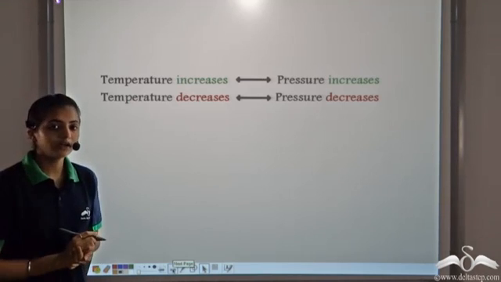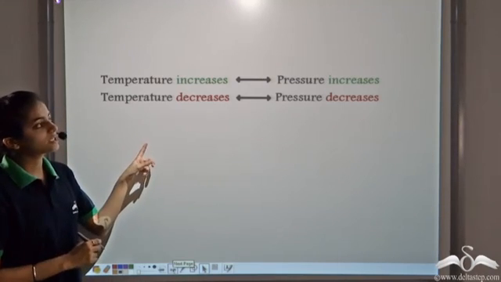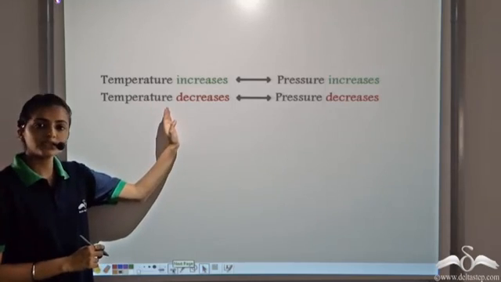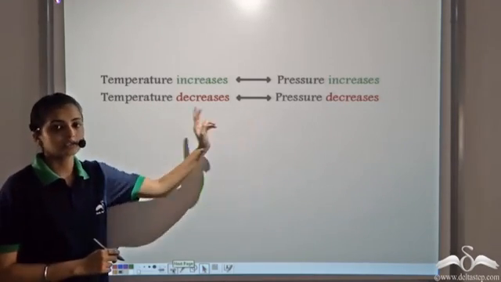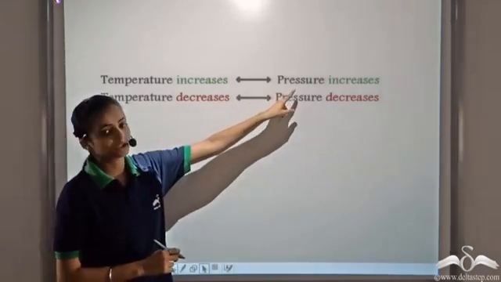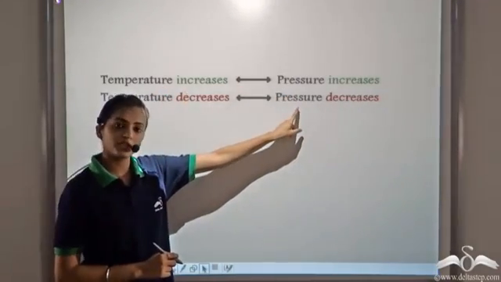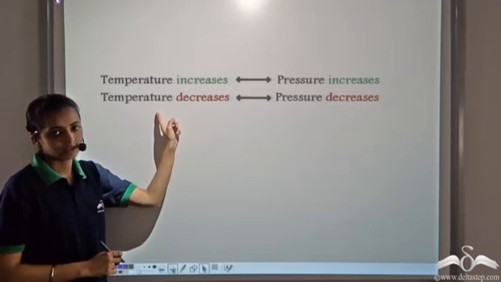So we have seen so far that as temperature increases, pressure increases. As temperature decreases, pressure decreases. This is a vice versa case. As pressure increases, temperature increases. Similarly, if pressure decreases, temperature decreases.